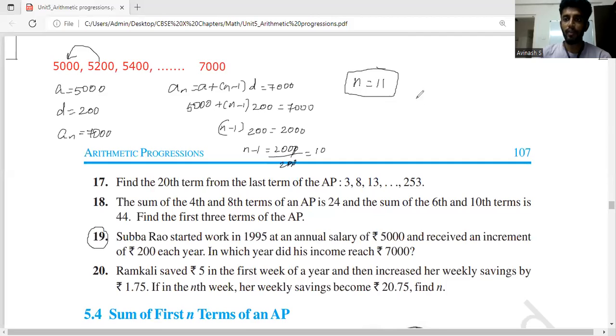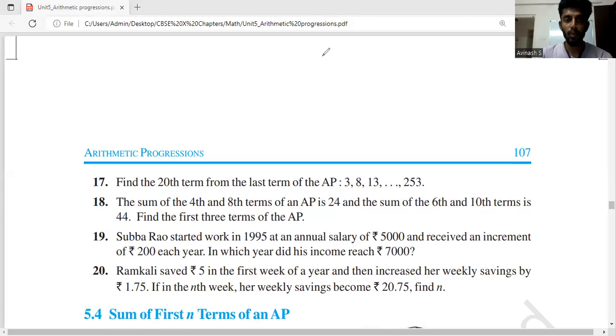So once we have got the value of n as 11, we are supposed to find in which year, according to the question. They have told that the person started to work in 1995. So we add 11 to this 1995. Therefore, the year in which he gets an annual salary of 7,000 is 2006. So this is the final answer.